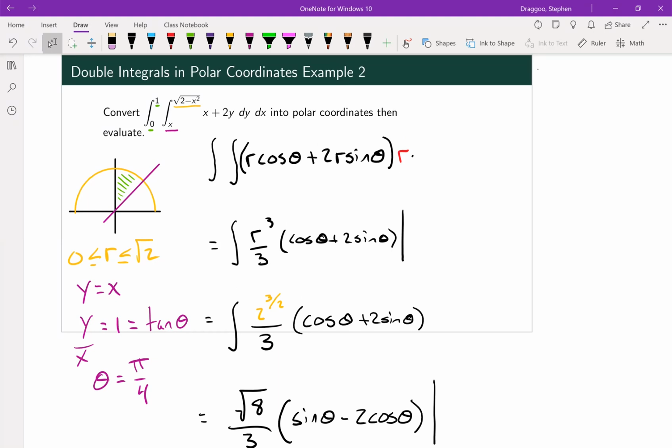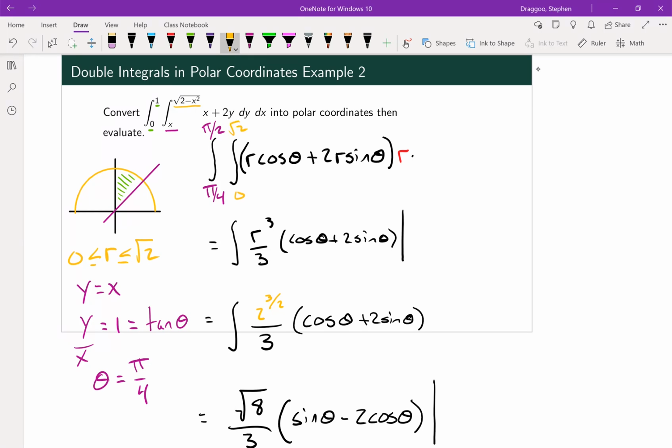So if we go counterclockwise, which would be our standard orientation for theta, that means that we will start our theta integral at pi over 4 and end up at pi over 2, since that would be straight up, going from 0 to 1 along the x values. So we might as well also fill in 0 and square root of 2 for our r values.